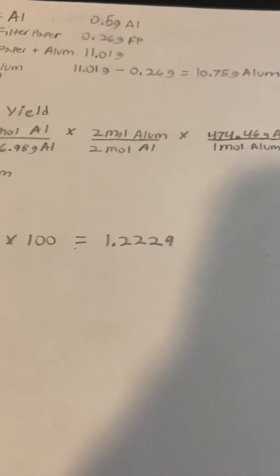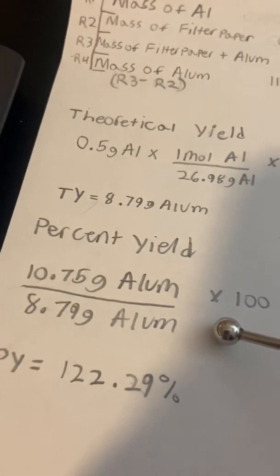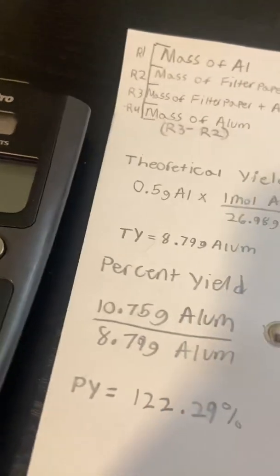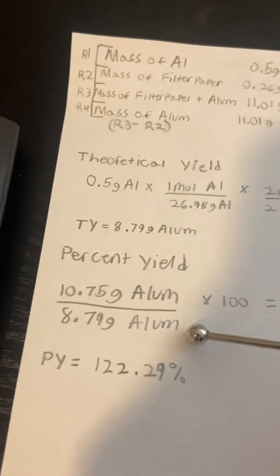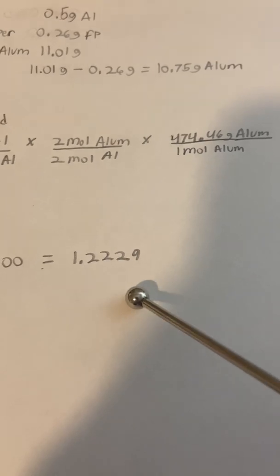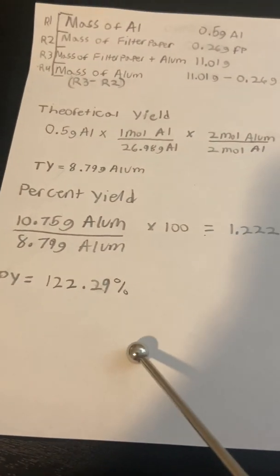To get the percent yield, we will take the actual yield right here, divide it by the theoretical yield, and multiply it by 100. From there, we should get 1.2229, or 122.29%.